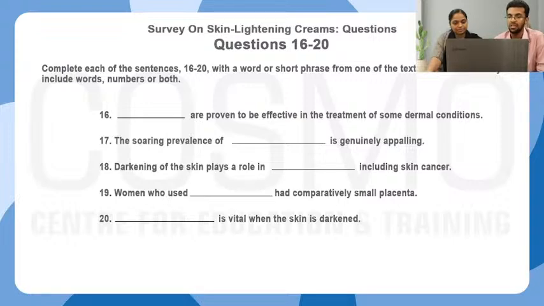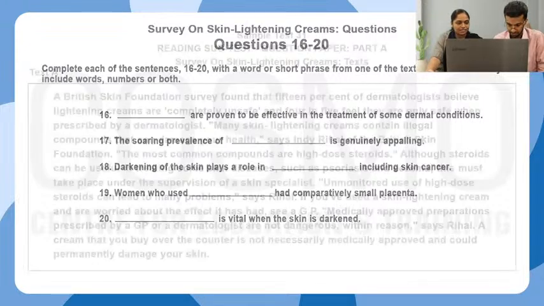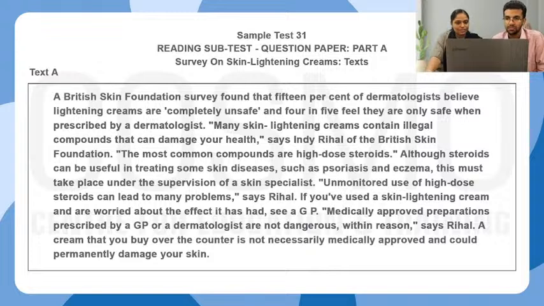Now, can anyone please tell us in which text we can find those keywords? Yes, you are right. Dermal condition is a keyword in this question. So let's move to text A. I think that would be easy for them to find the answer. So can you please tell us from text A, what's the precise word as the answer for question number 16?